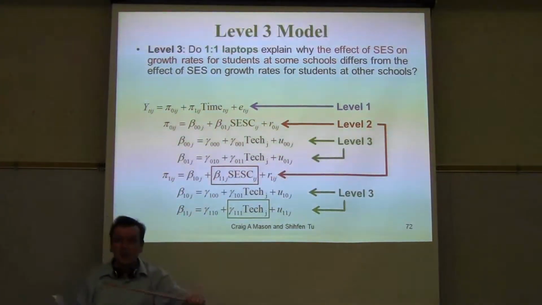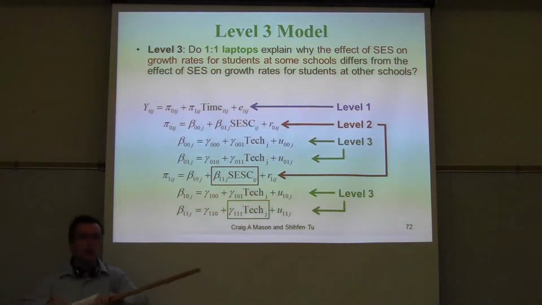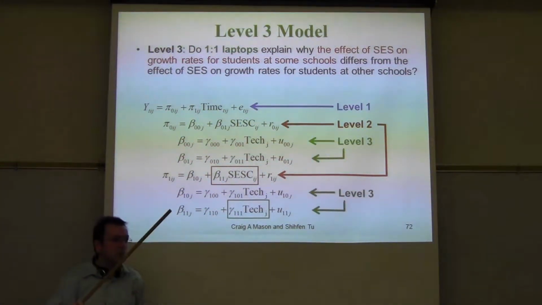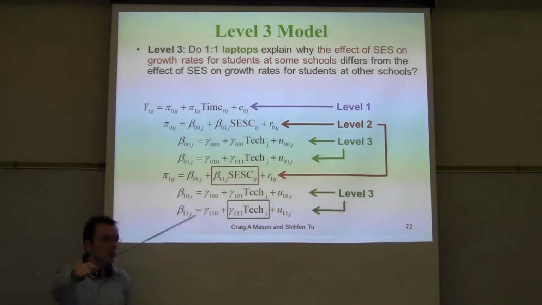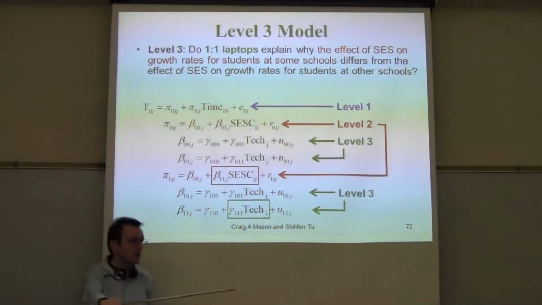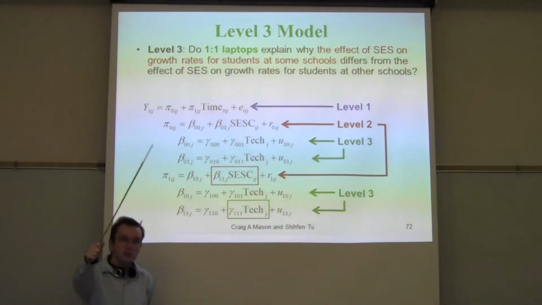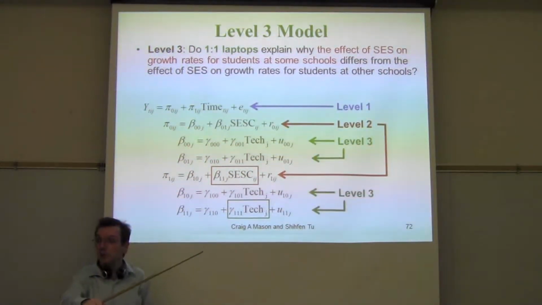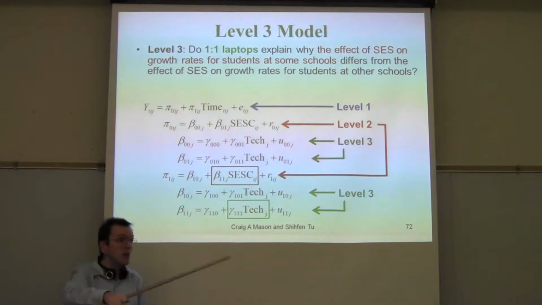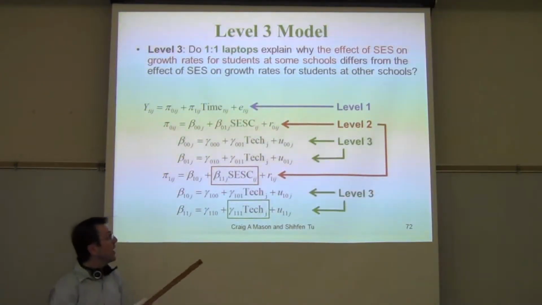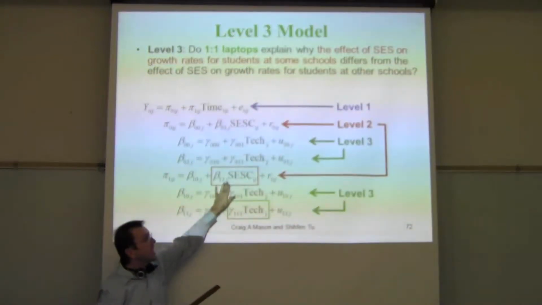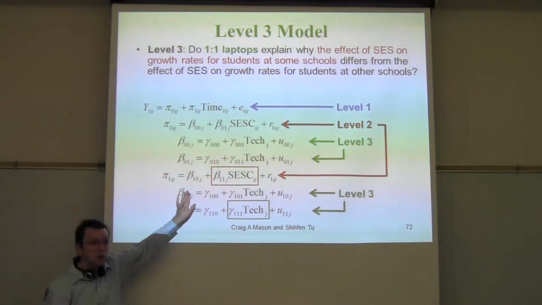If you're in school X, and if you're high income, you're high SES, you show great growth, but if you're low SES, you don't show much growth. Or you could be in a school where SES doesn't play much of a role. All the kids are showing good, solid growth. So beta 11J is that SES effect on growth rates.